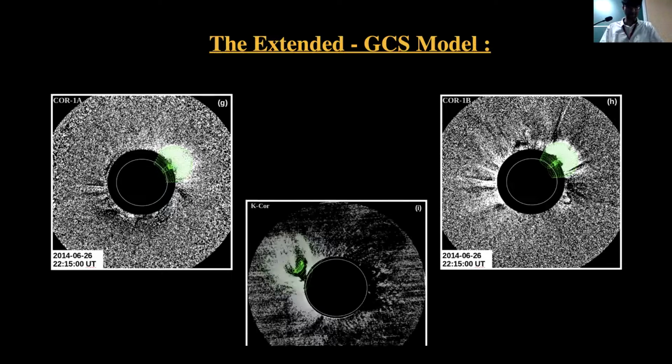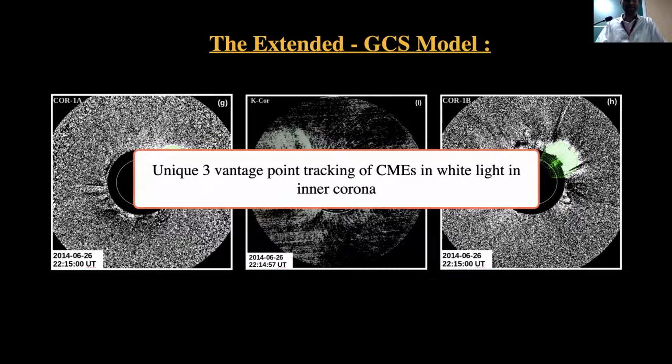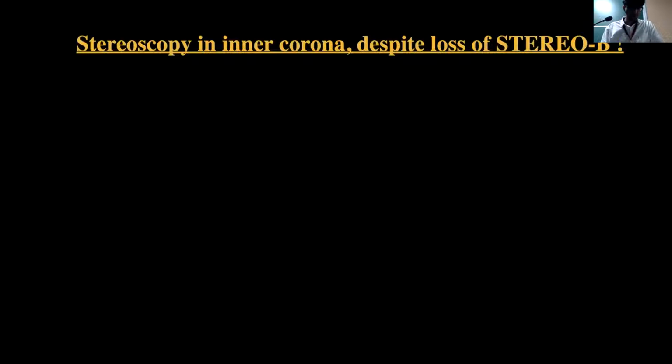And now we have the third vantage point, which is K-core observations of the same CME. Now, as you can see here, we are now capable enough to do a 3 vantage point tracking in the lower heights, and that too uniquely in white light, starting from a height as low as 1.1 solar radii.